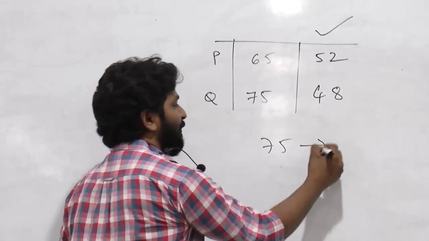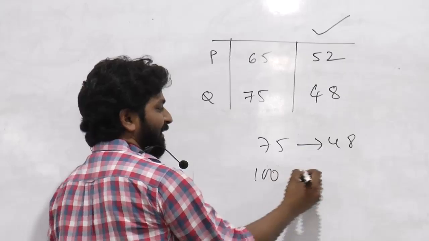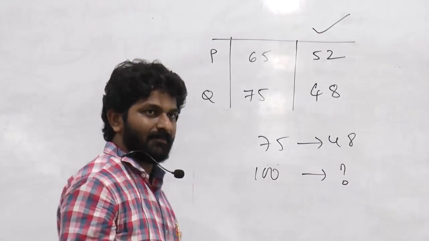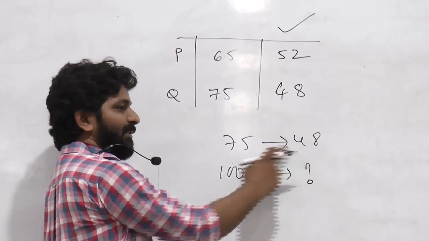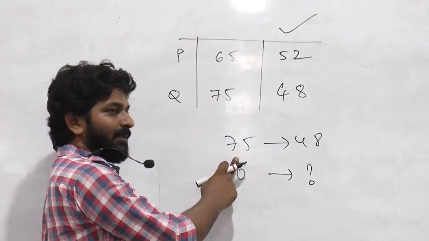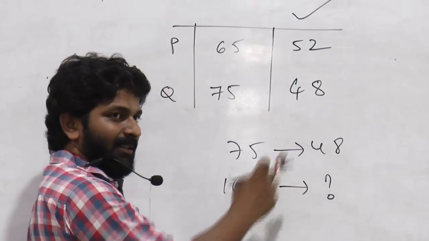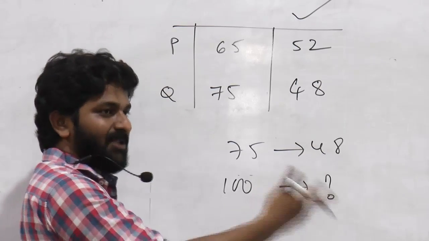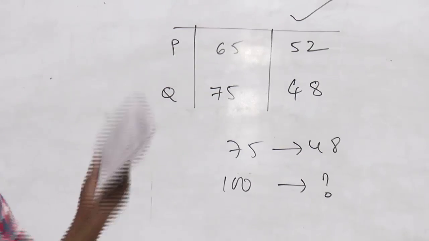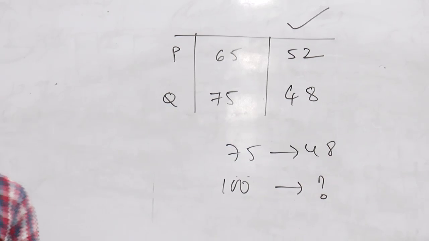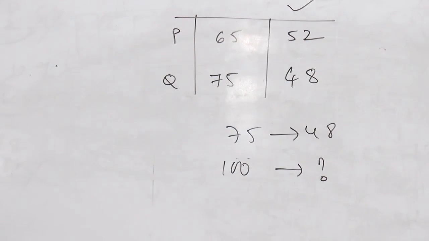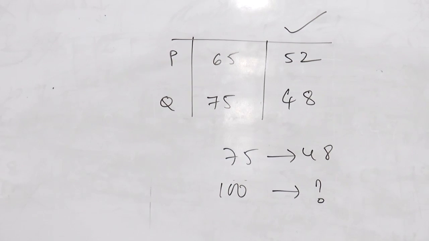For 75 it is 48, right? So per 100 it is how much? Divided by 3 in the sense 25, and 48 divided by 3 is 16. For 25 that is 16, for 50 that will be 32, and per 100 that will be 64. Or else you can go for 48 by 75 into 100, with cancellation. It's up to you. So quantity 1 is 64.